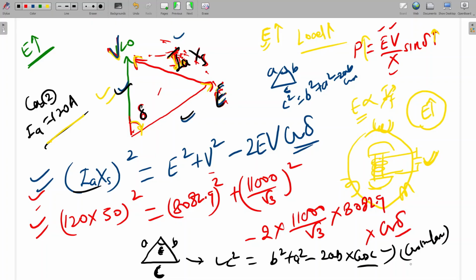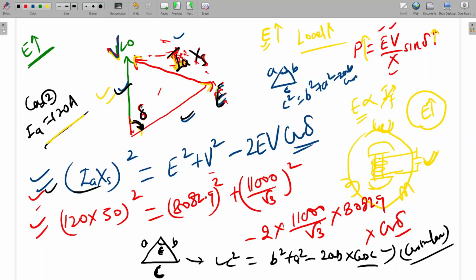You can search on Google. This is the cosine law. This triangle we already have. With the help of the cosine law, we can write this equation and calculate the value of delta. This only is asked in the question. Is it clear? This formula we should memorize. Is it clear to us?